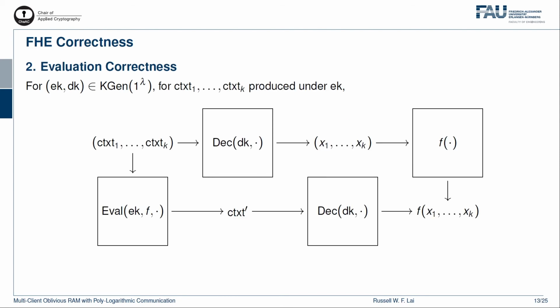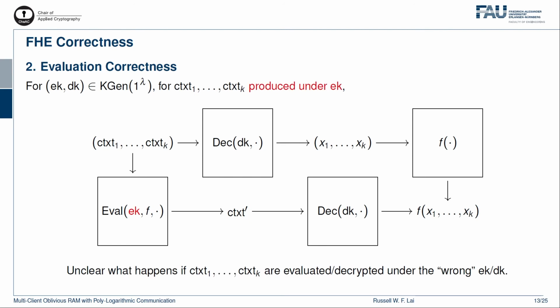The second is evaluation correctness, which says the following. Suppose that the tuple of ciphertexts, ciphertext 1 up to ciphertext k, are produced under the same encryption key ek, either by encryption or by homomorphic evaluation. Then, if we first decrypt them using the correct decryption key and then pass them through a function f, the result should be the same as if we evaluate f over them first and then decrypt the result afterwards. A subtlety here is that ciphertext 1 up to ciphertext k must be produced under the same key. If some of them are produced under a different key, it is unclear what will happen.